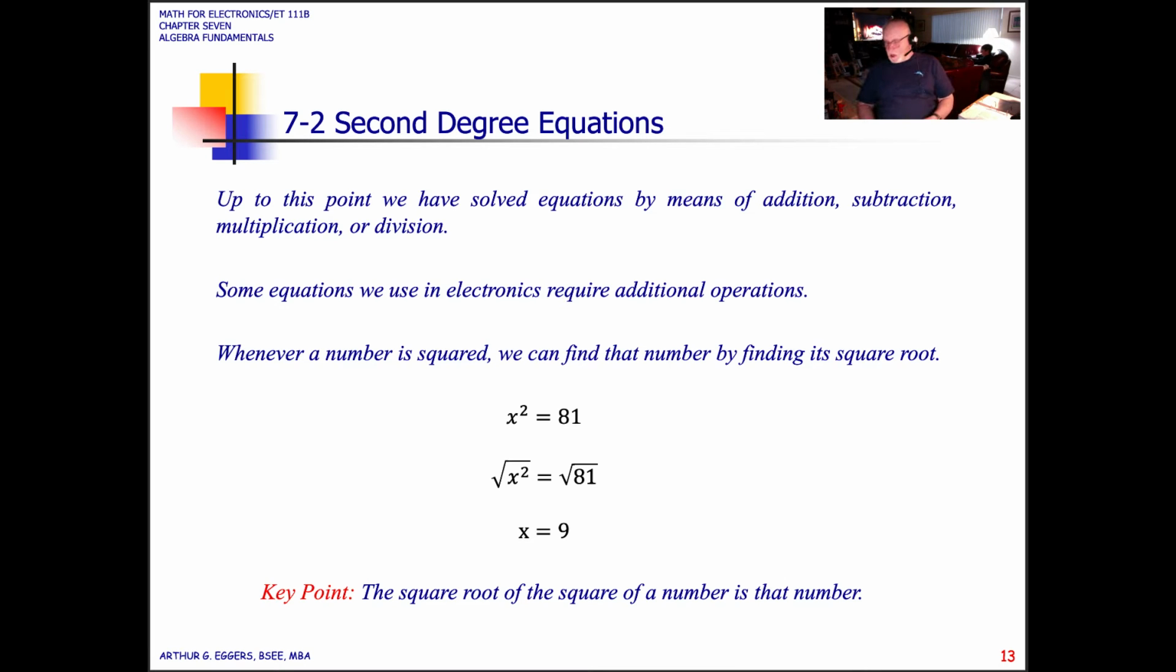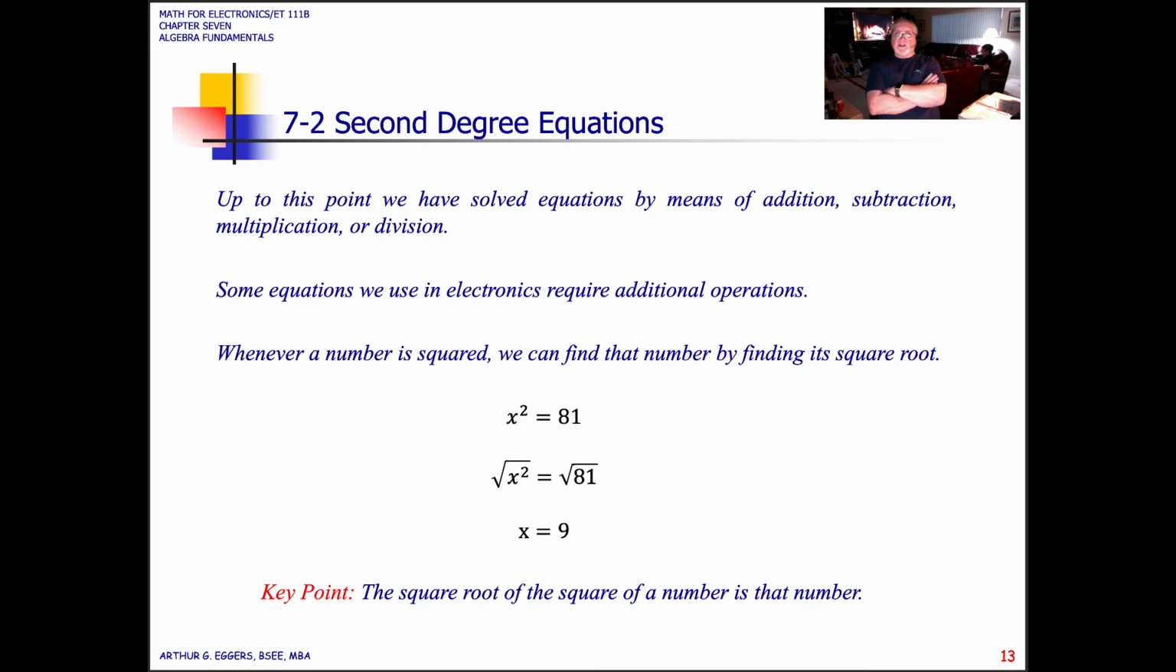So now the next logical step is to move into something called second-degree equations. Up to this point, we've solved equations by means of addition, subtraction, multiplication, or division. Some equations we use in electronics require additional operations. So to do this, we move beyond the 4 operators, addition, subtraction, multiplication, division, and we move into some special functions. In this case, we're going to employ the power of squaring a number or taking the square root of a number for us to solve an expression.